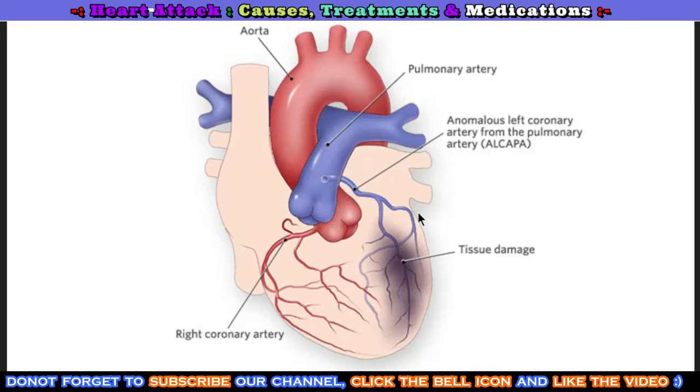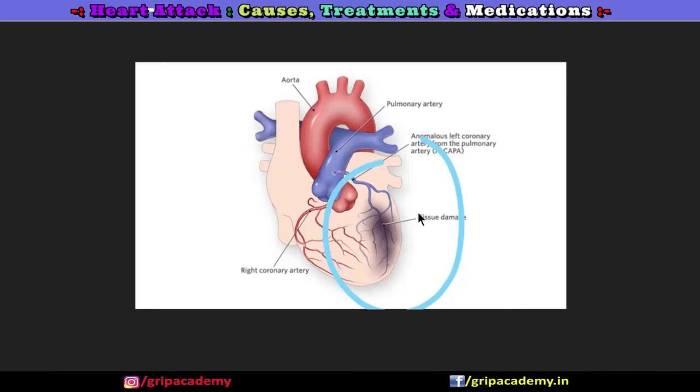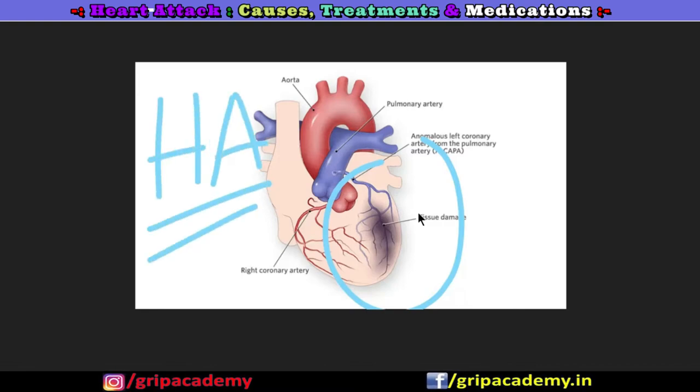So as a result, what happens? As a result, the heart muscle of that area would die. So damage to part of your heart muscle is what you call a heart attack or myocardial infarction, or we also call it MI.